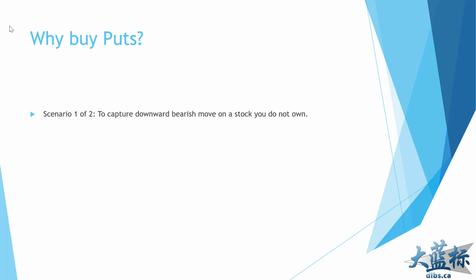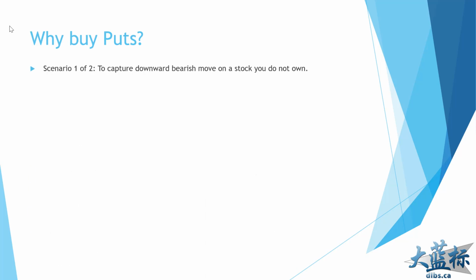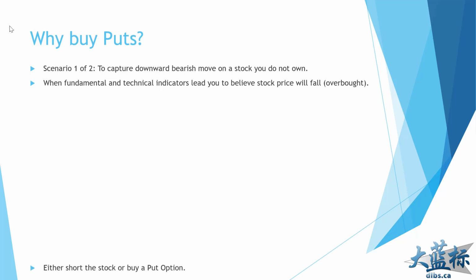So let's get started. Why do we buy puts? Well, typically there are two scenarios. First scenario is to capture a downward speculative bearish move on a stock that you do not own. So this is one of the more risky strategies, but again, more risk means more reward. This is only for scenarios when you are using both fundamental and technical indicators to lead you to believe that the stock will fall and it's currently in an overbought situation. And you can either short the stock or buy a put.